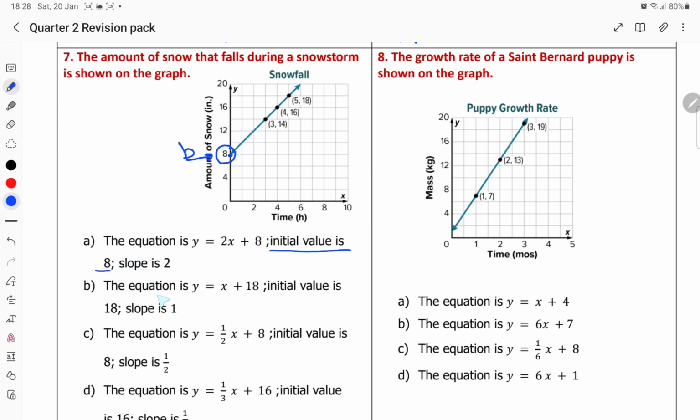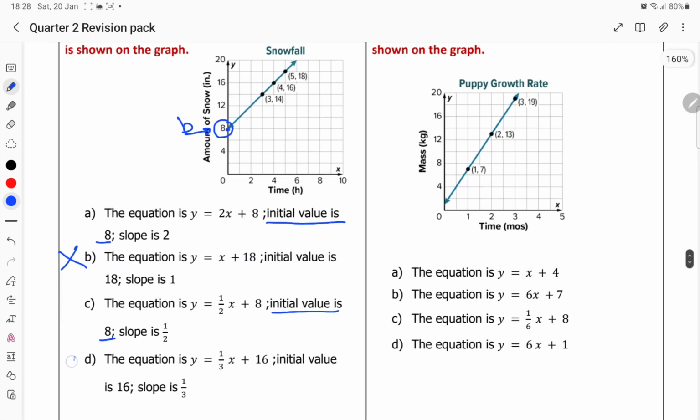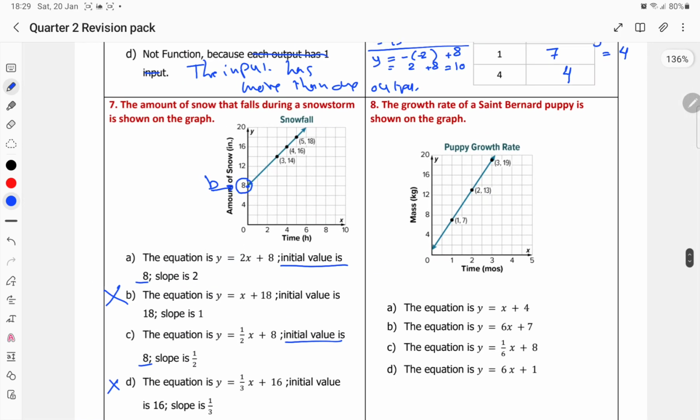So initial value is 8 in A or C. I eliminated B because the initial value is 18. So this one doesn't work, and this one also doesn't work. The initial value is 16. The initial value here is just 8. What is the slope? The slope will decide the correct answer.